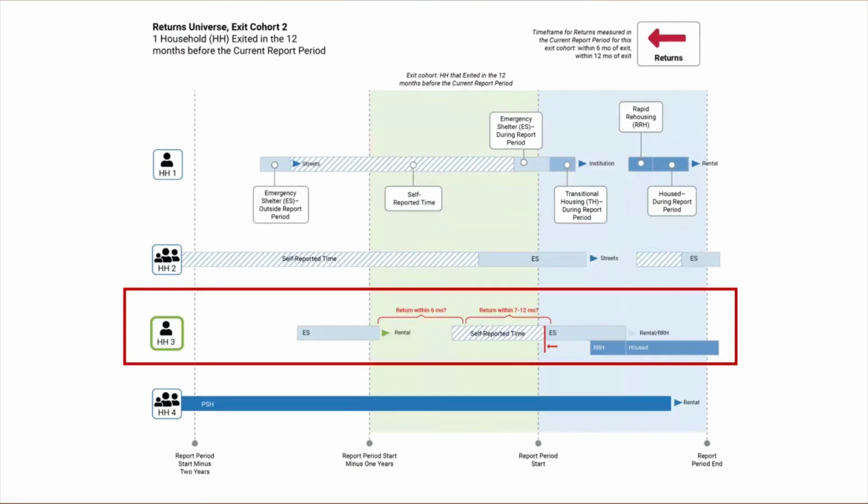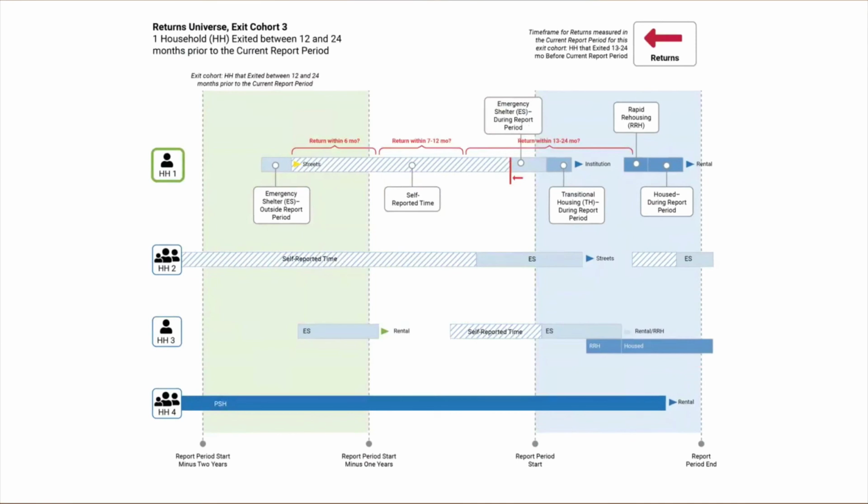With this universe as our denominator, we can look at both 6-month returns and 12-month returns. Again, the red brackets show the return periods we are measuring. Household 3 did not return to the homeless system within 6 months of exiting, so the 6-month return rate in this example is 0%. Household 3 did return to the homeless system within 12 months of exiting, so the 12-month return rate is 100%. Note, the 12-month return measure is cumulative, including both returns within 6 months and returns within 7 to 12 months.